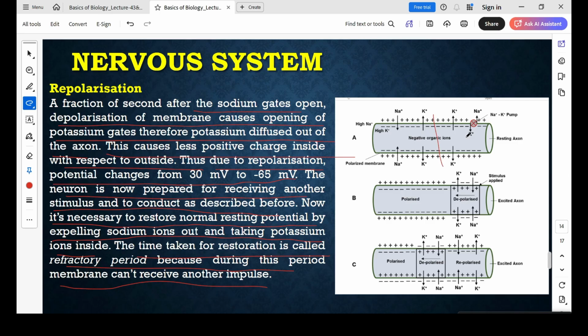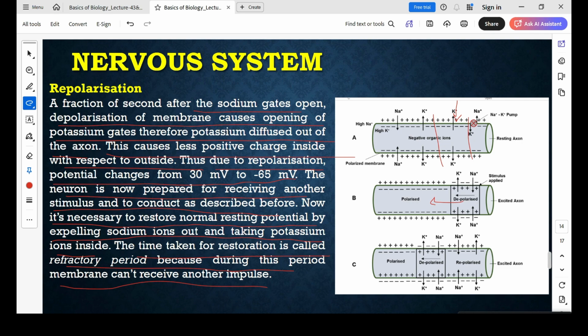There will be areas where the stimulus is applied. Once the stimulus is applied, the membrane gets depolarized. It goes to 30 millivolts. The polarized area where the stimulus hasn't reached is still at minus 65 millivolts. The information transfer essentially happens because the depolarized area then comes to a polarized area. This depolarized area can then repolarize for the next stimulus.